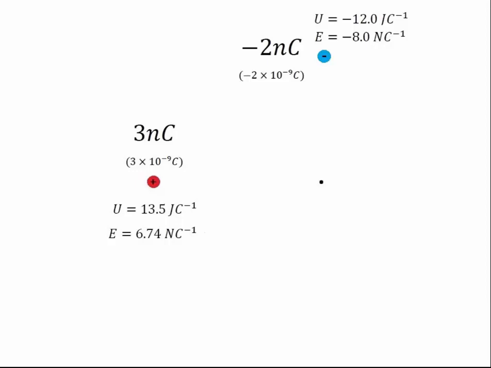Now what about the total potential and the total field due to these 2 charges for that point? Well, the potential is fairly easy. It's just the sum of the 2, right? You just add them up and you get 1.5 joules per coulomb at that point. So if I brought a coulomb of charge into that point, it would require 1.5 joules of energy. That's the potential energy of the coulomb of charge at that point.